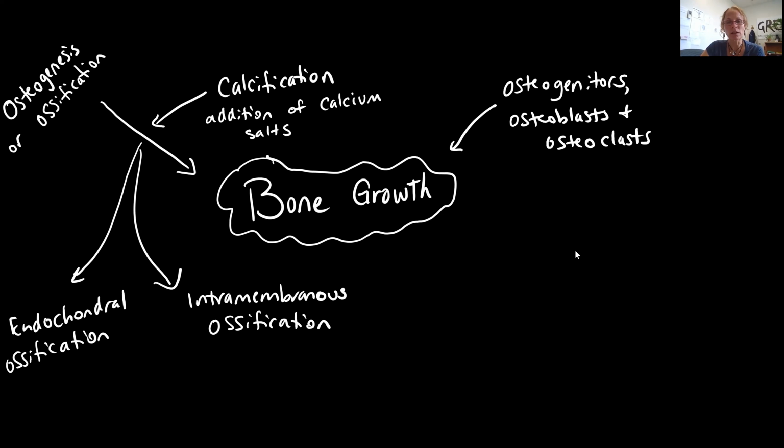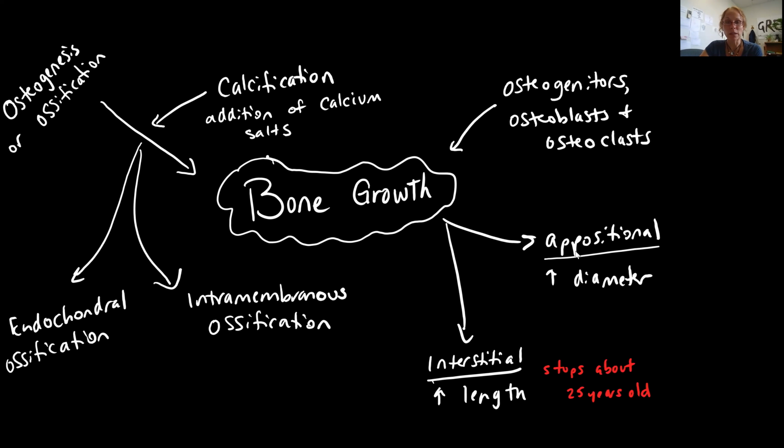When we talk about osteogenesis or ossification, there's two different techniques. There's one called endochondral and another method called intramembranous. Both of these methods are used in the formation of your skeleton. We'll talk about each one of those. And then we'll see that there's two different types of growth.